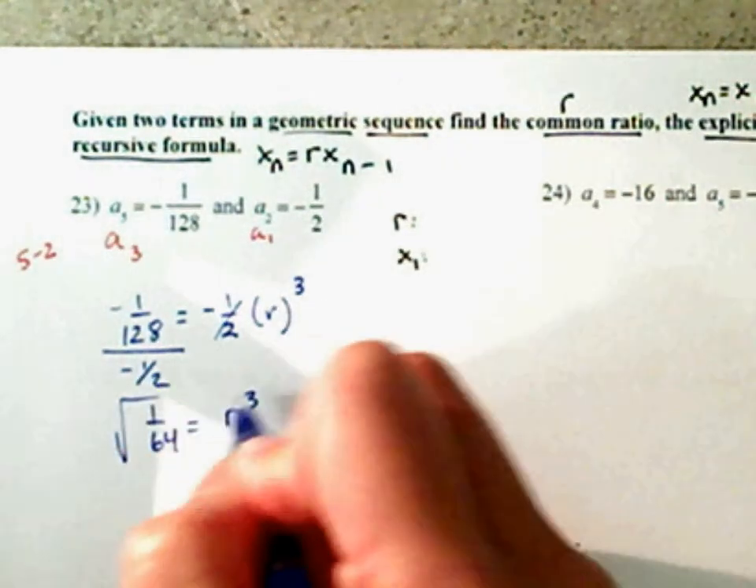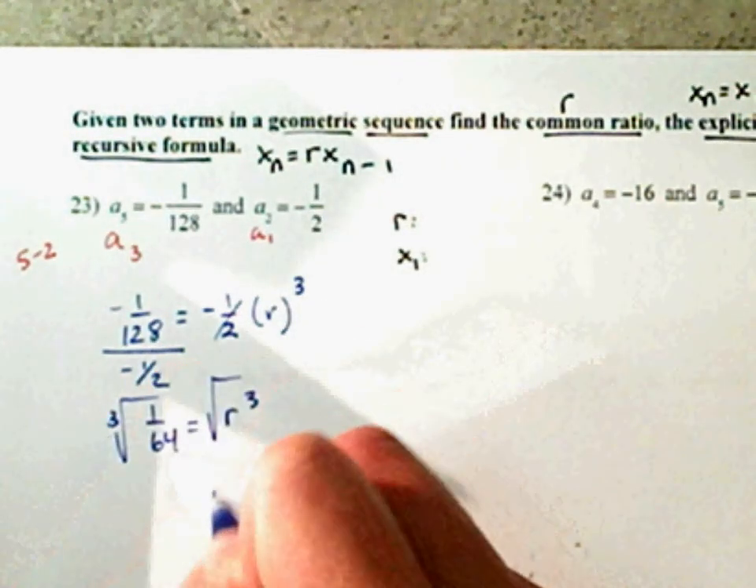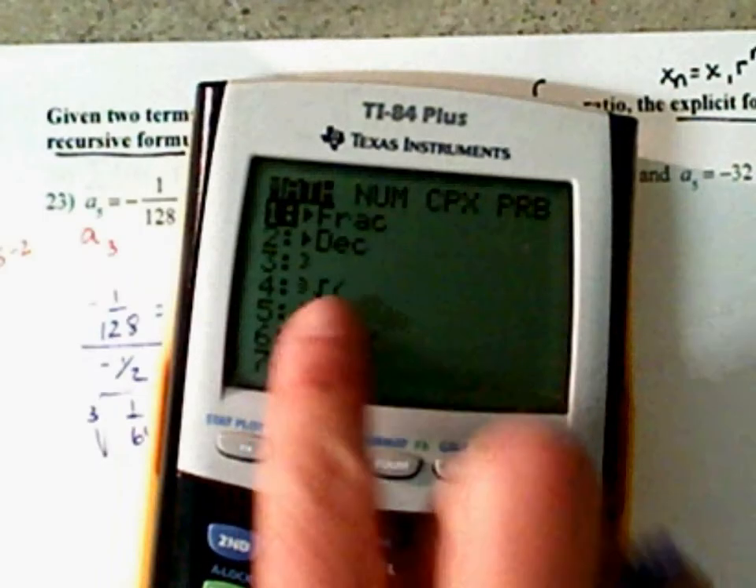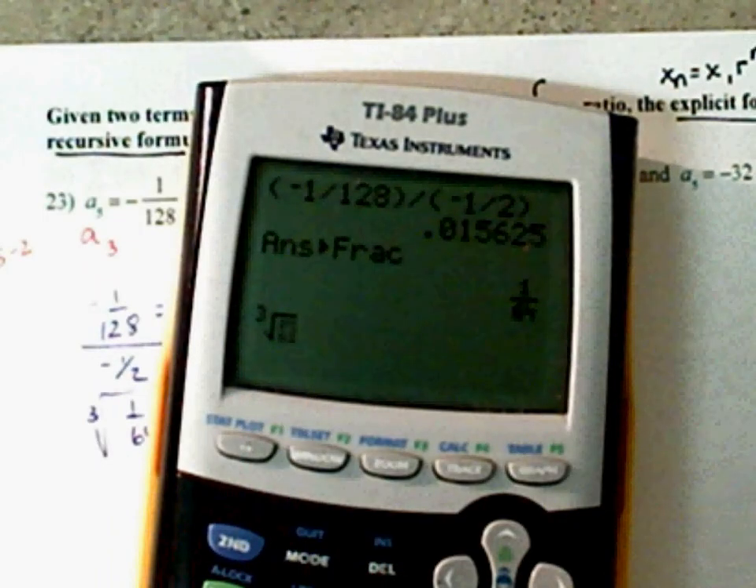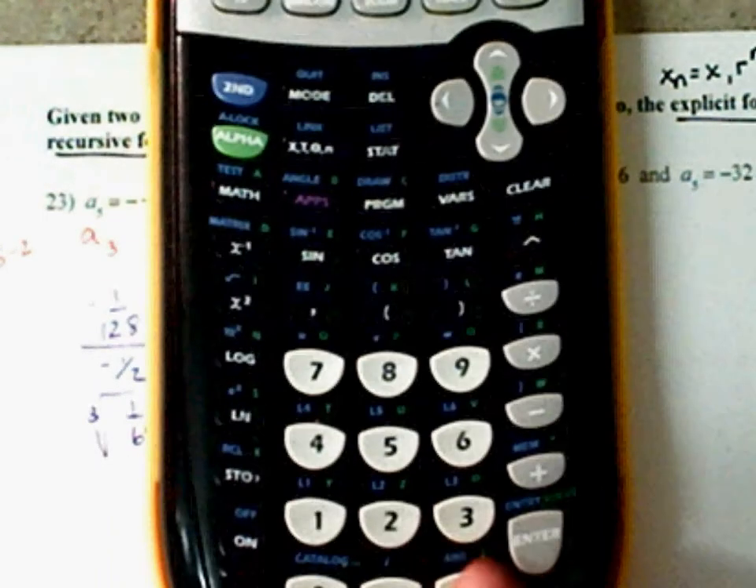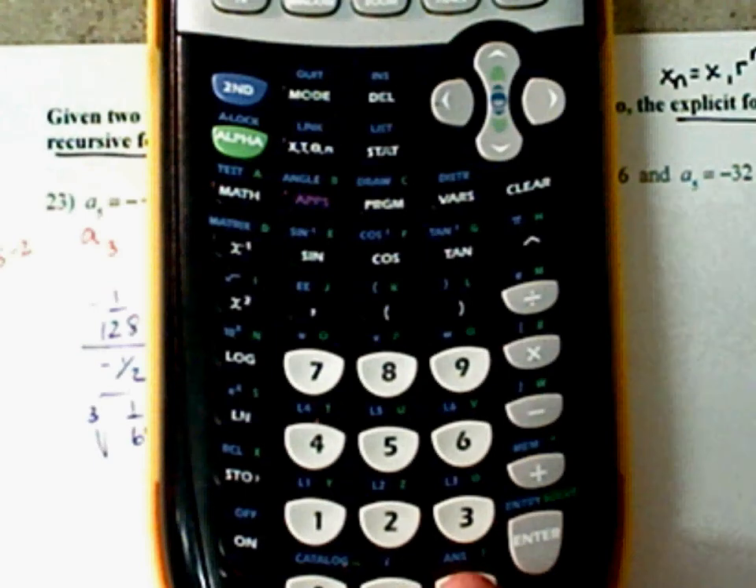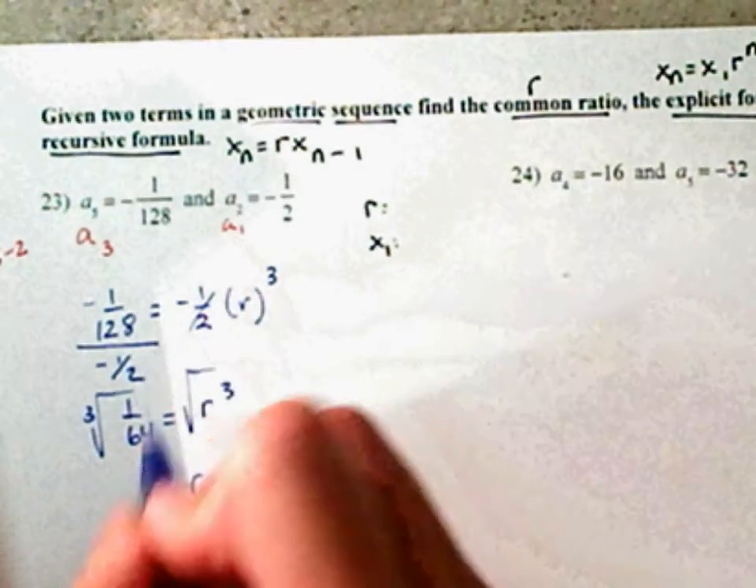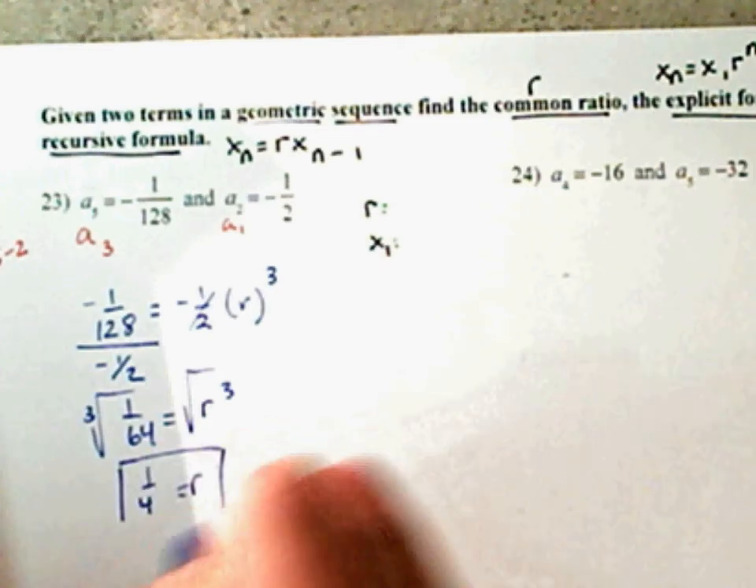You take a cube root, so r is equal to math, here's your cube root, number 4. Second answer, by the way, if you don't know that, answer is right down here below the 3. That's the previous answer, and that comes out to be 1/4. So your R is 1/4.